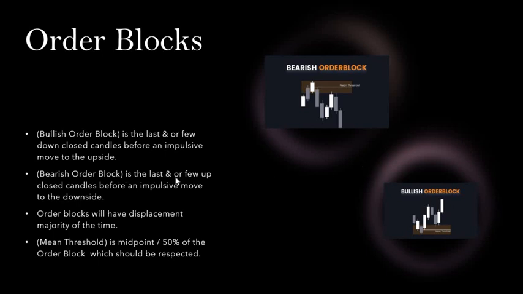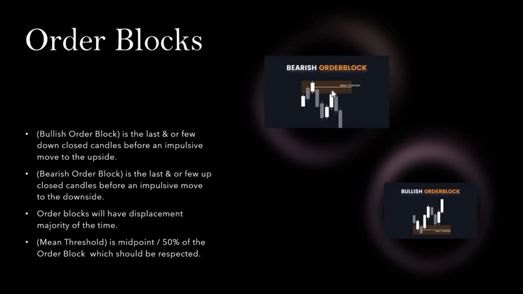Now, a bearish order block is the last or few up close candles before an impulsive move to the downside. Bearish means it wants to go down. Right here we have our last up close candle before an impulsive move to the downside, having displacement below this low. Remember, displacement is a body closing past the low, or here, a body closing past the high. That's displacement to the downside on this bearish order block.